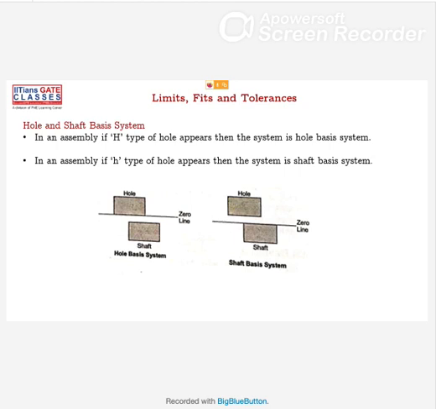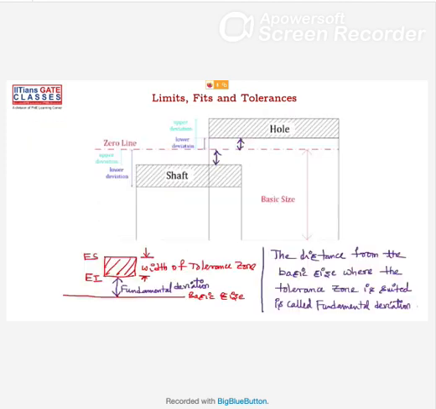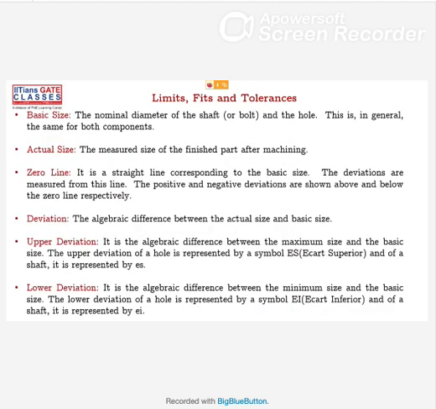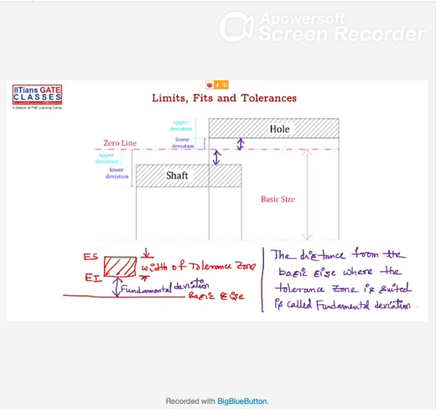Then it is ES, superior, and EI, inferior, whatever it is. I'm not sure if it is a French word or not, but I got it from some notes. That's the reason I have written it, because people write it the same way, so people will get confused about why it is ES and EI. So please don't get confused.